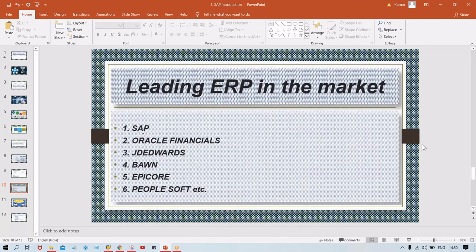But if you talk about SAP, it has a huge market share. None of the competitors are there. There is no competition with SAP. Why? Because 60 to 70% of the market share is acquired by SAP itself. So these are the leading ERPs in the market, guys.